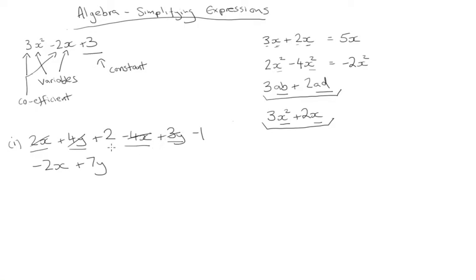And now we have the constants, the numbers. Here we have plus 2, and we have minus 1. Do we have any other constants? No, we don't. So 2 minus 1 is 1. And we've dealt with those. So this is the simplest form of this expression. So that's the answer to the question here. We've simplified this long expression into this.